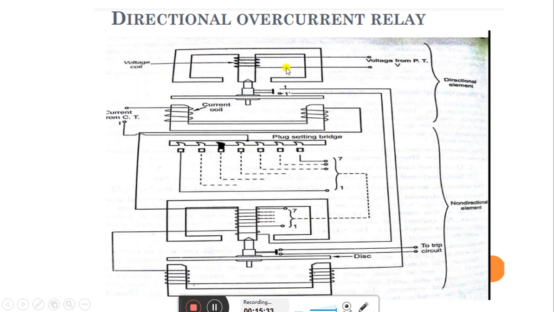This is called the directional element and this is called the non-directional element, and in between we have shown the plug setting multiplier circuit, so that we can set various ranges of current setting. That is the complete diagram of the directional overcurrent relay. This is about the construction, operation and circuit diagram of the directional overcurrent relay.